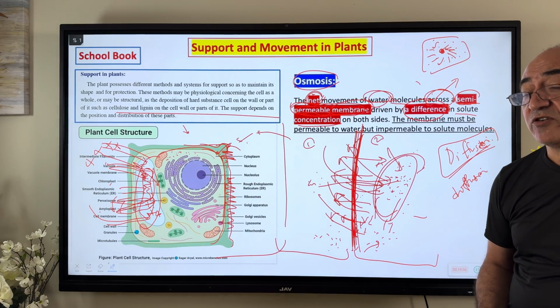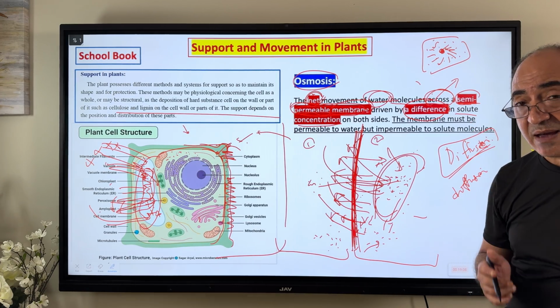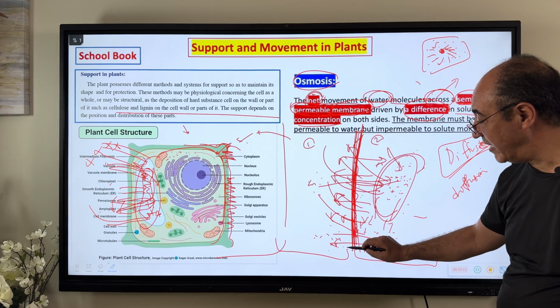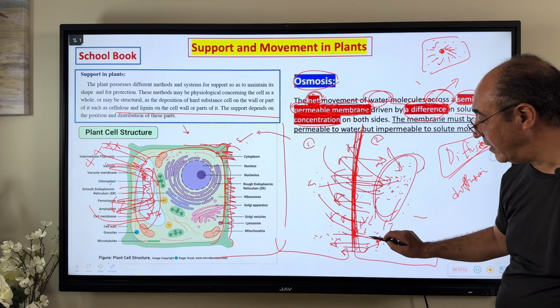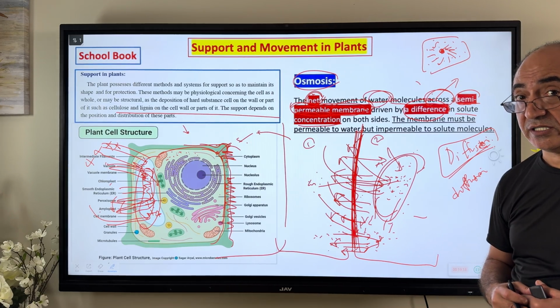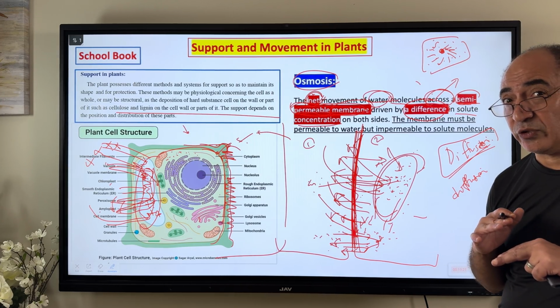Will there be a net movement of water? There will be movement of water, but it will not be a net movement of water, meaning that water will come in and will go out freely, right? But there is not going to be a net gain or a net loss. They are at balance. They are at equilibrium.